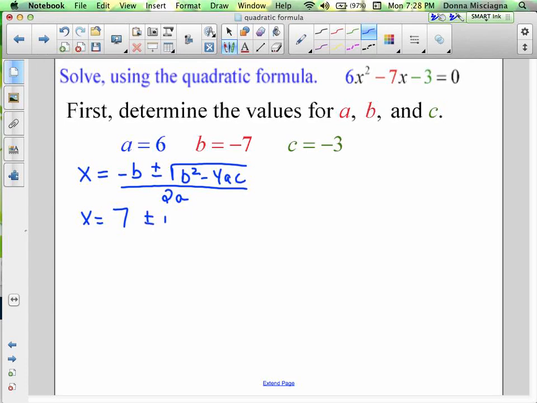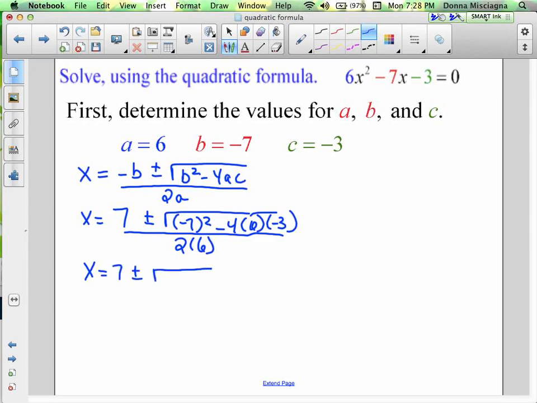So 7 plus or minus the square root of negative 7 squared. Don't forget to square the negative there. All of b is squared. Minus 4 times 6 times negative 3, all divided by 2 times 6. So x is equal to 7 plus or minus the square root of 49, and we have two negatives there. So 4 times 6 is 24, and 24 times 3 is 72, but that's going to be a plus 72, because we have two negatives, so be careful on that. And divided by 12. All right, now you have to simplify.